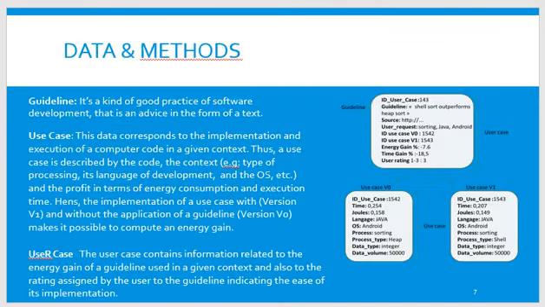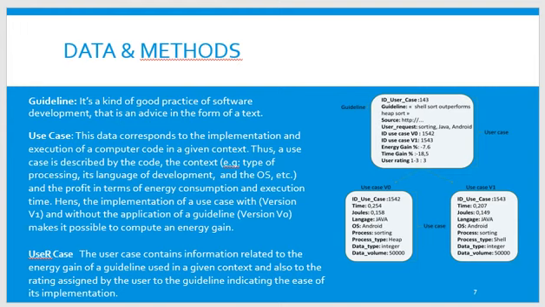Next, we will present the different data sets used in this research. The first one is a guideline database. A guideline is a kind of good practice or best practice of software development, that is, an advice in the form of a text.